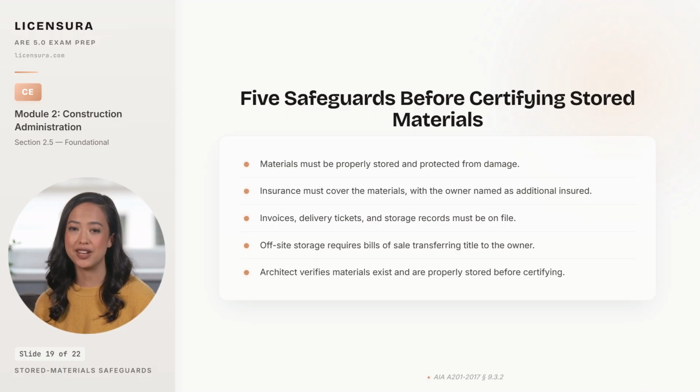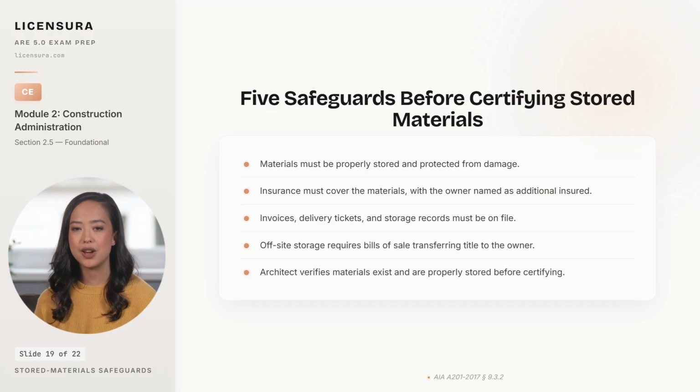First, materials must be properly stored and protected from physical damage. Outdoors in the rain or unsecured in an unlocked warehouse is not acceptable storage. Second, insurance must cover the materials specifically, and the owner must be named as additional insured on the policy so a claim can be made directly if the storage facility burns or floods. Third, invoices, delivery tickets, and storage records must be on file. Paper proof that the materials were actually purchased and actually delivered to the storage location, not invented for the pay application.